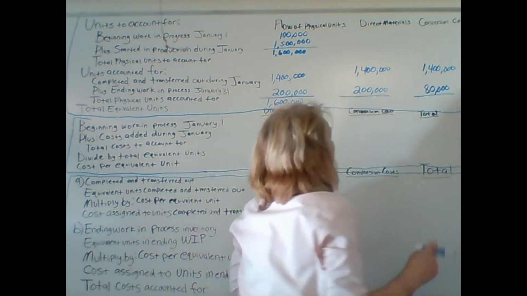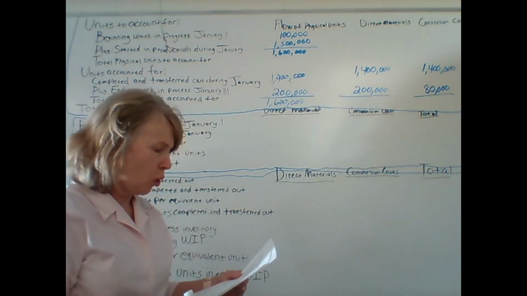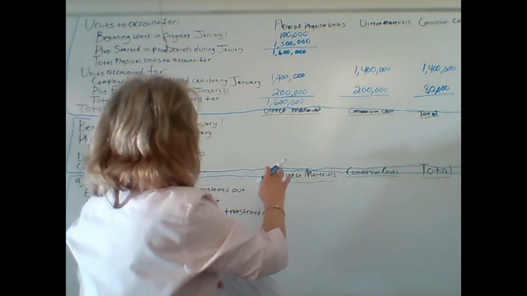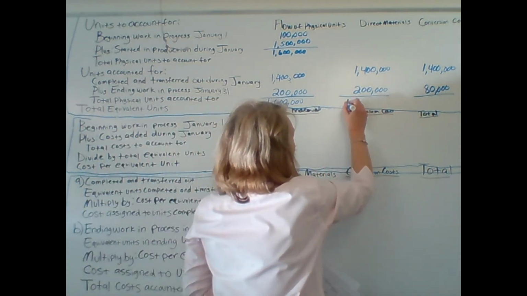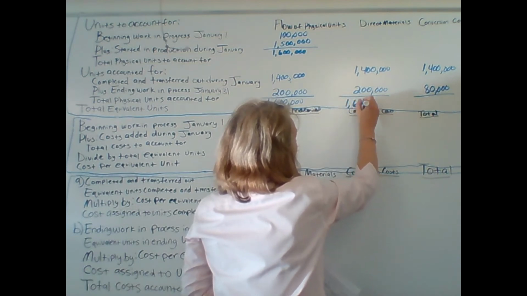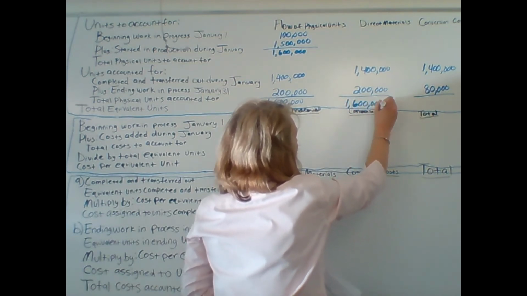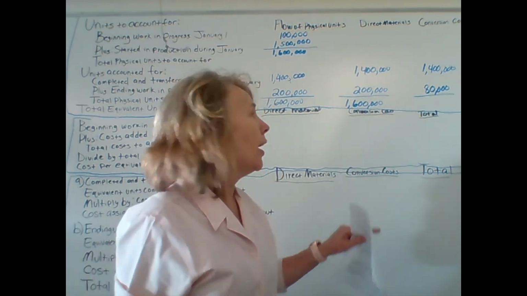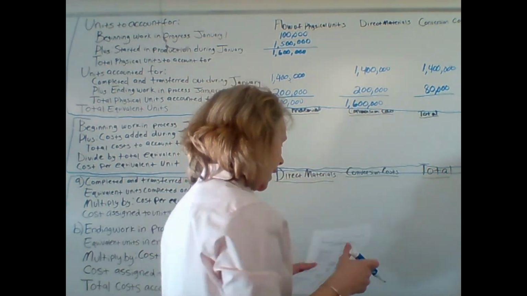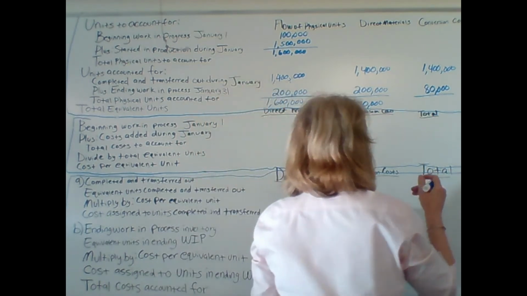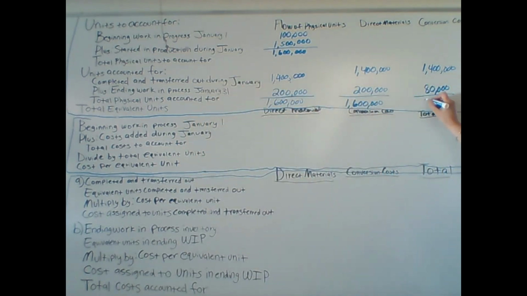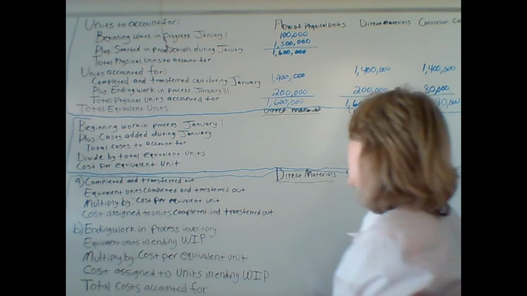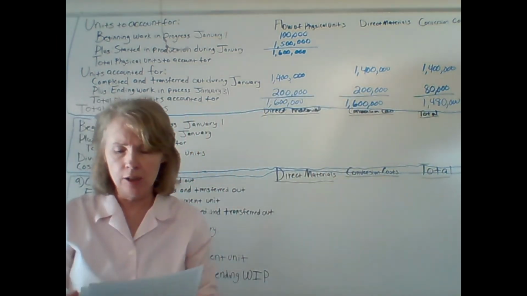I'm going to figure out the total equivalent units. So the total equivalent units for direct materials is 1,600,000. Remember, this is not a dollar figure, okay? This is not a dollar figure. Same thing over here, 1,400,000 plus 80,000 gives me 1,480,000 equivalent units. All right, I'm going to use that later on, but I'm going to move on.